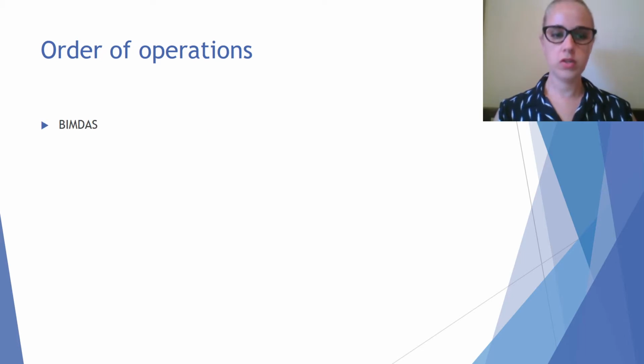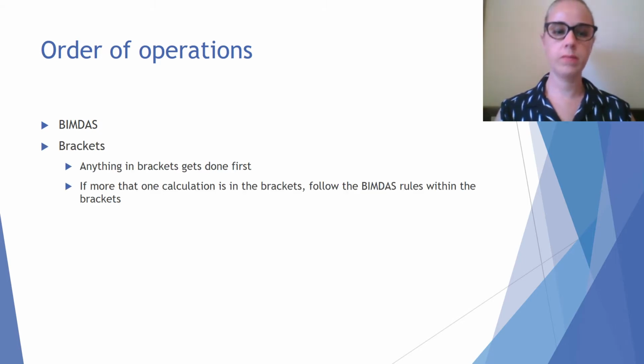Order of operations. So we use the acronym BIMDAS to help us remember what order we need to approach the sums in. So first, anything in brackets gets done first. If there's more than one calculation within the bracket, then follow the BIMDAS rules within the brackets. Sometimes you can get brackets within brackets within brackets. You just keep going in and following them in order, and then once you've done whatever's in the brackets, you come out and then you look for what goes next.